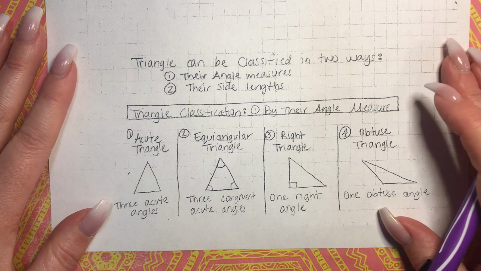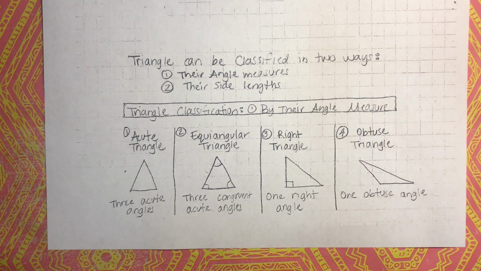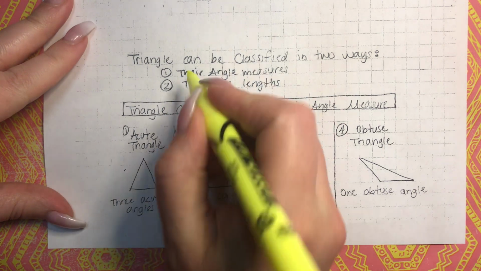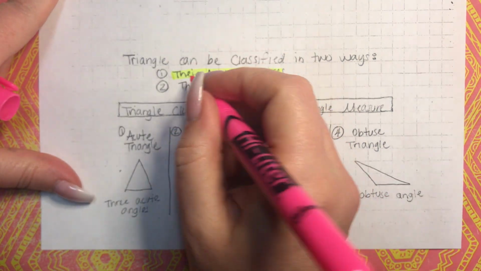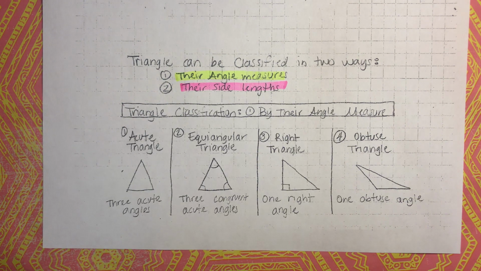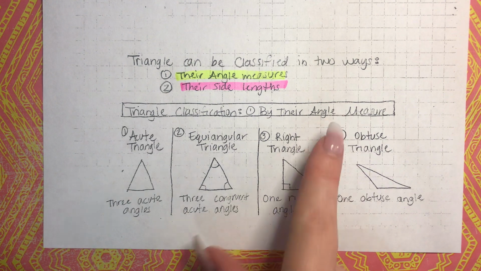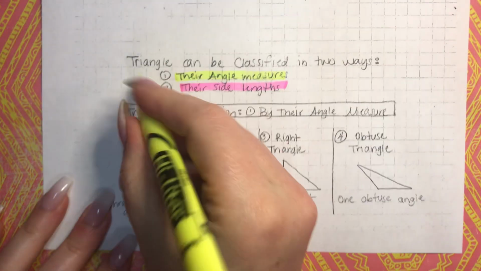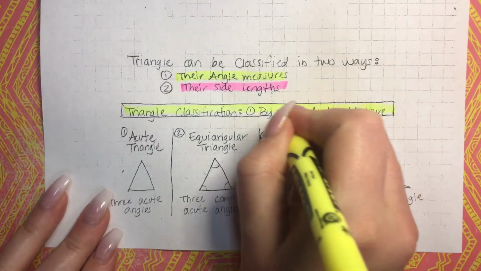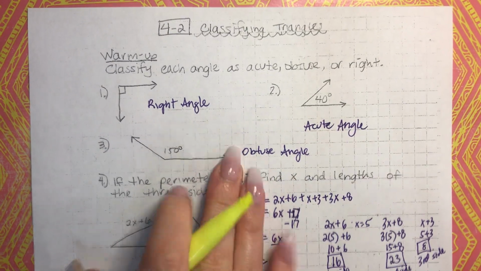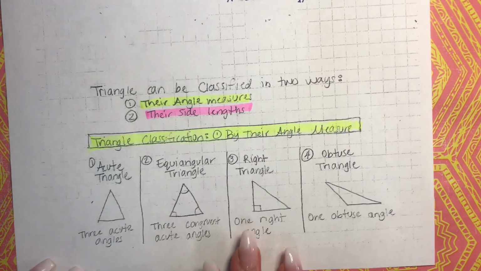So triangles can really be classified in 2 ways. They can be classified according to their angle measures, okay? Or they can be classified by their side lengths. So the first thing we're going to talk about is how to classify triangles by their angle measures. It's going to follow the same as our warm-up, with right angles, acute angles, and obtuse angles. So kind of get your mind thinking like that.